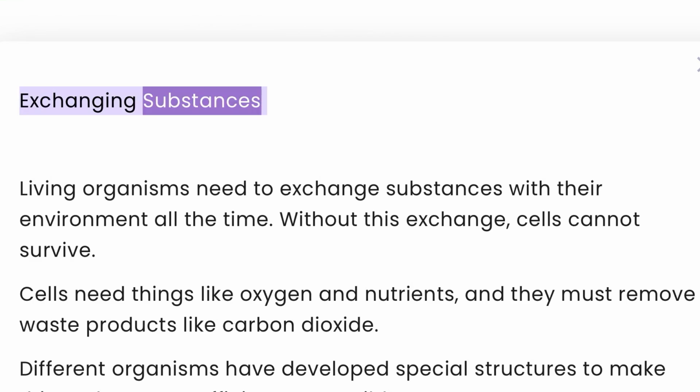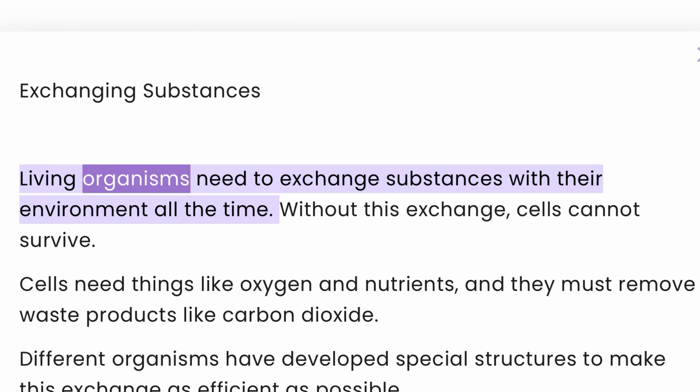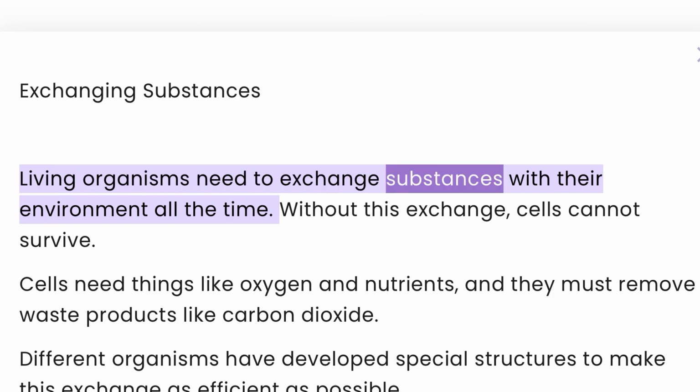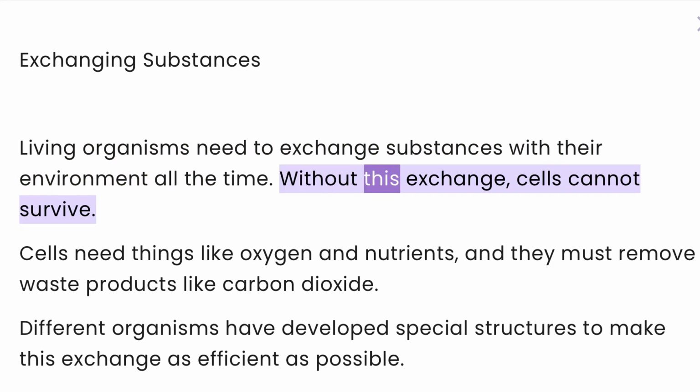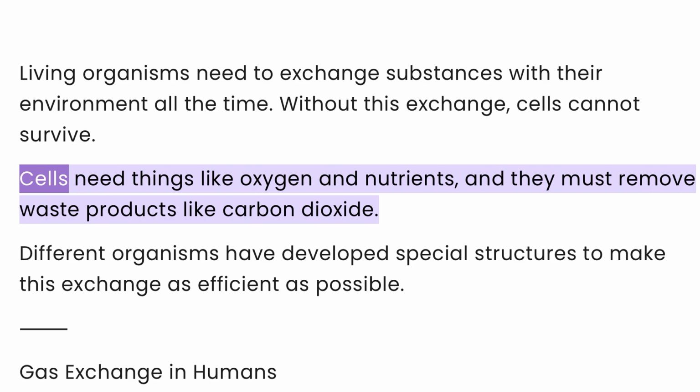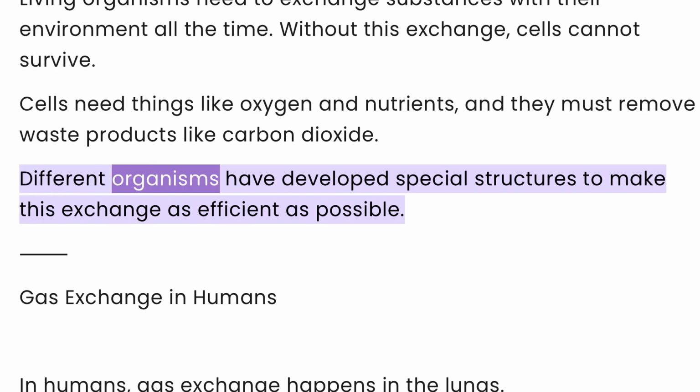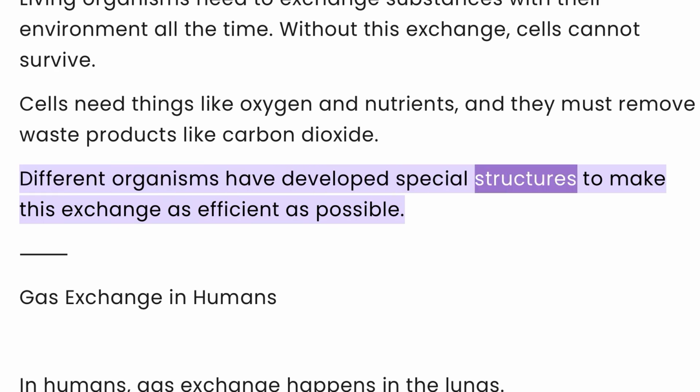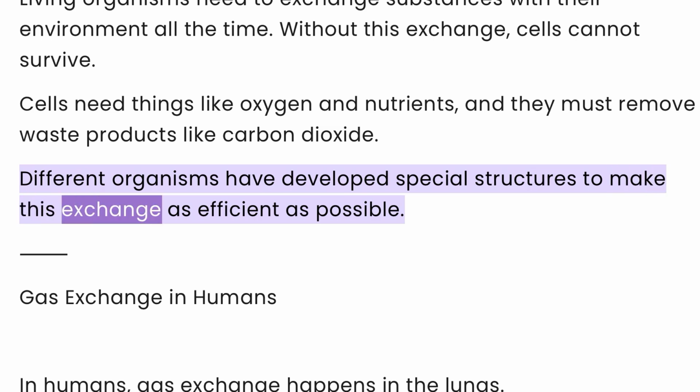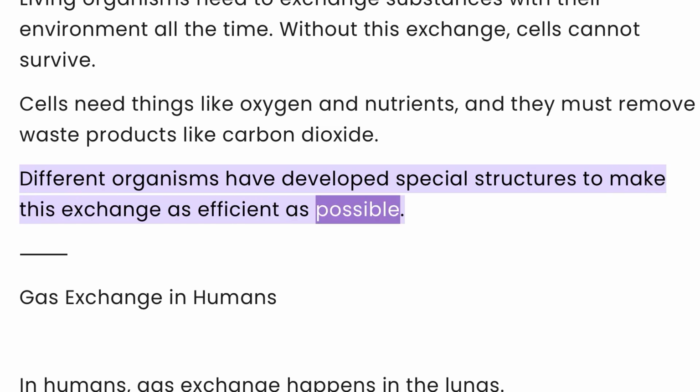Exchanging substances. Living organisms need to exchange substances with their environment all the time. Without this exchange, cells cannot survive. Cells need things like oxygen and nutrients, and they must remove waste products like carbon dioxide. Different organisms have developed special structures to make this exchange as efficient as possible.